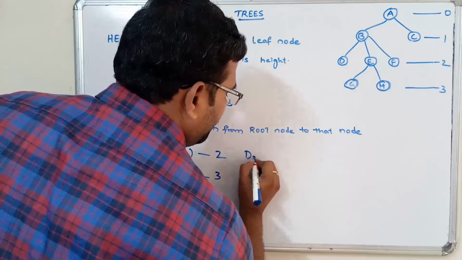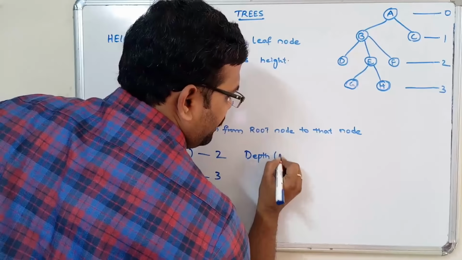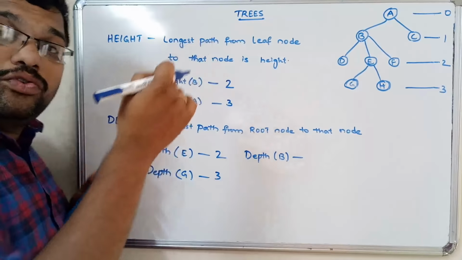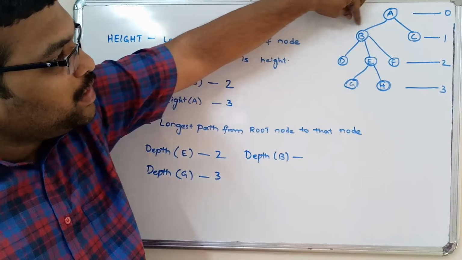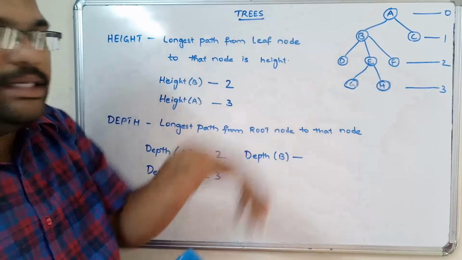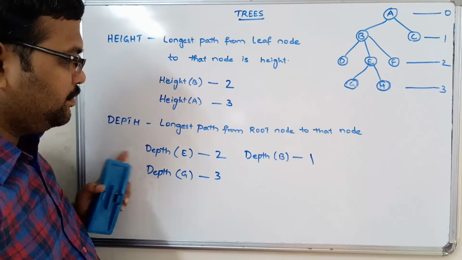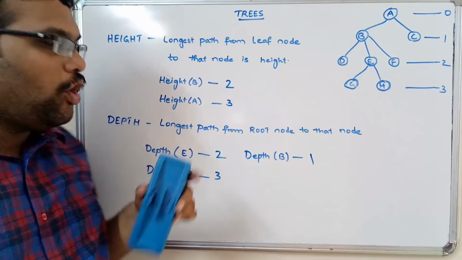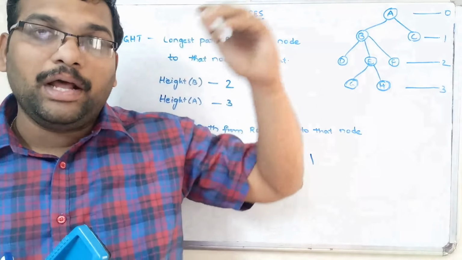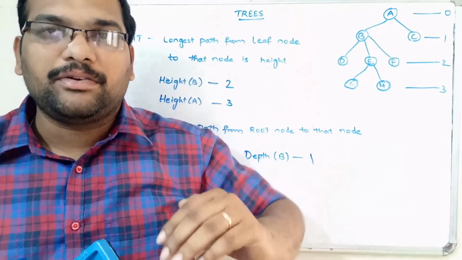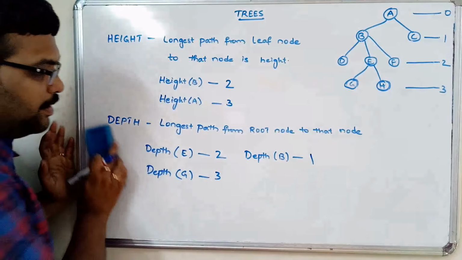Depth of B, from root node to that node. Root node to that node. So only one edge. So depth of B is 1. Okay. So the depth means the longest path from the root node to that particular node. Right. Next.